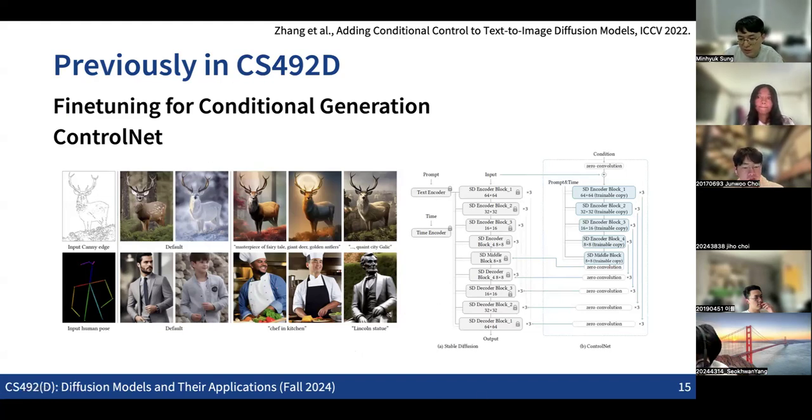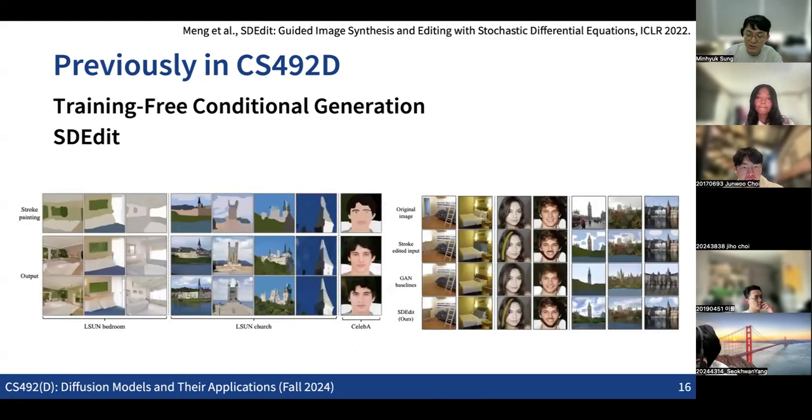But if we do not have any data to fine-tune the network, then we could also use the SDEdit approach, which is starting from some slightly less realistic data point, like the sketches in this case, and then running the forward process and the reverse process again in a way that we can find some closest realistic data point from the given unrealistic condition. So this was the example of training-free conditional generation.